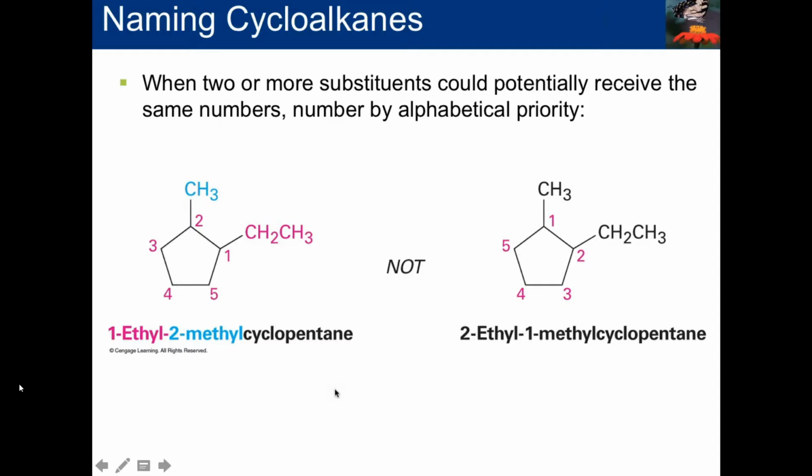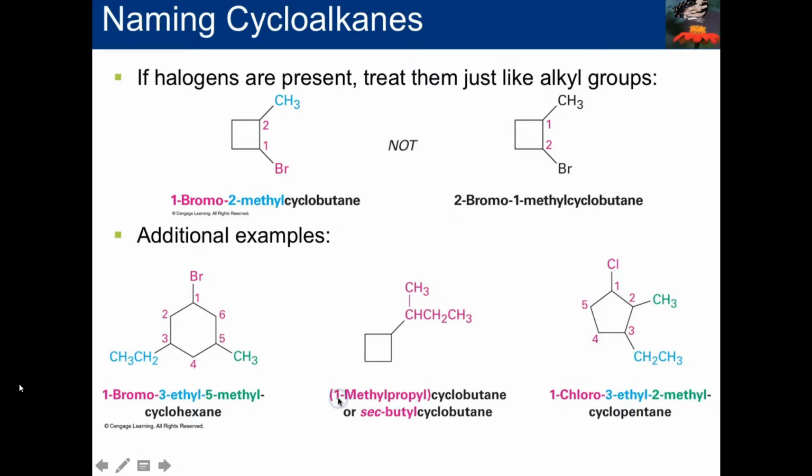We would call this 1-ethyl-2-methylcyclopentane rather than 2-ethyl-1-methyl. When you have a choice, we'll call the substituent that has priority due to the alphabet number 1. So we would call this 1-bromo-2-methylcyclobutane, rather than 2-bromo-1-methyl.